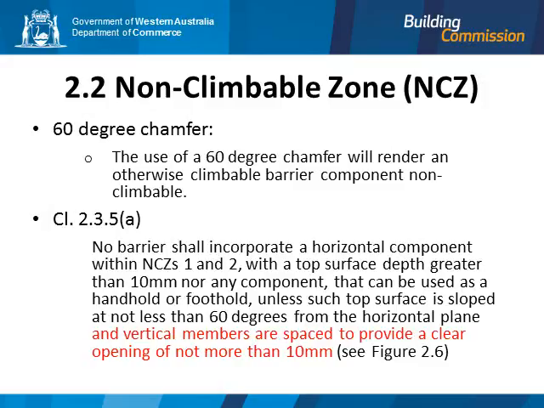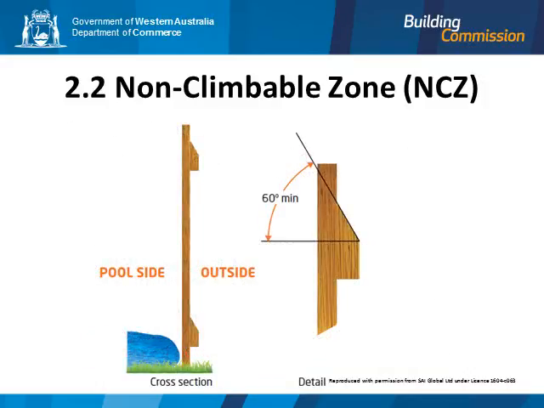I also suggest the modification of figure 2.6a. Where the figure details 100 mm between the vertical members, we suggest striking this out and replacing it with 10 mm. This is an example of the 60-degree chamfer.